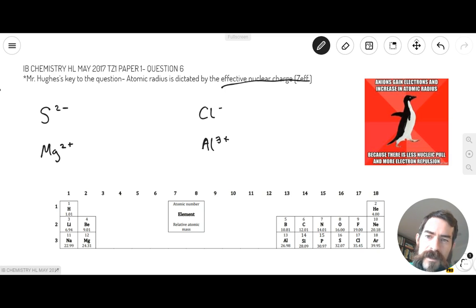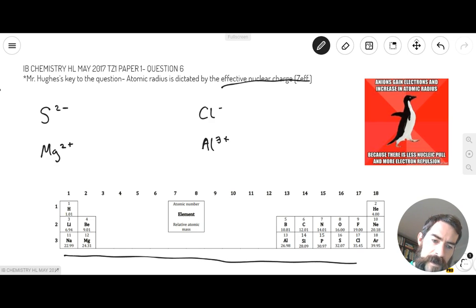The general trend in atomic radius is that atomic radius gets smaller as you go across the periodic table from left to right. Atomic radius will decrease. And this is simply because you're adding more and more protons into the nucleus. You had this before in a previous question. So atomic number is increasing as you go across the periodic table, but the radius is decreasing.